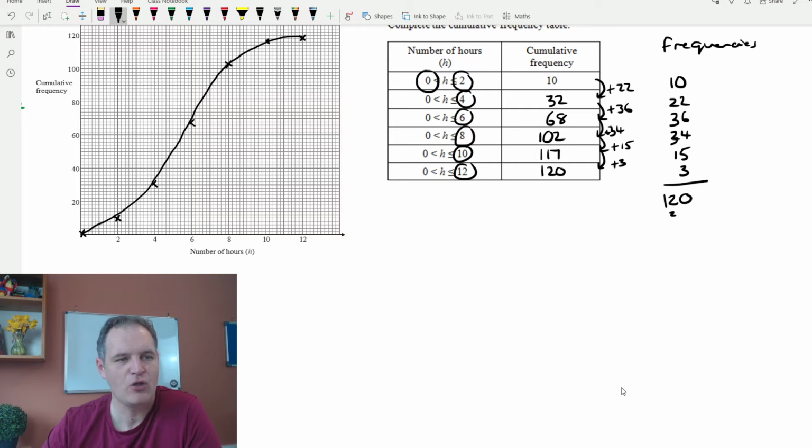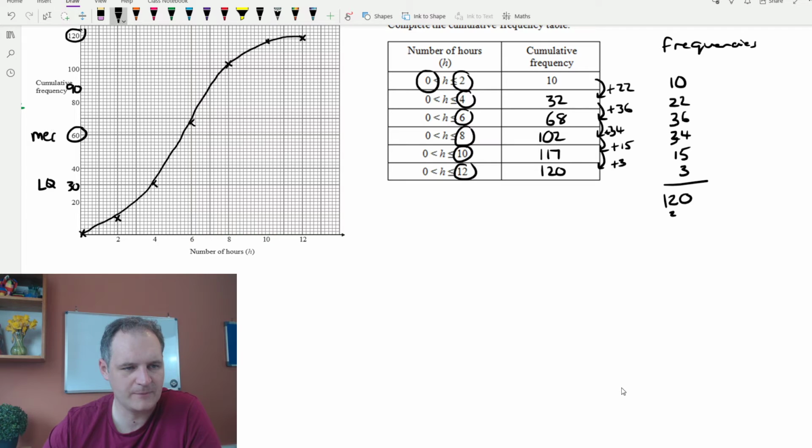So we've got, because it's 120, they nearly always choose a number that divides nicely into a half and a quarter and three quarters. You can always add a quarter to three quarters. So we've got lower quartile, median, upper quartile. So we just have to read across. We've got about there, 3.9.